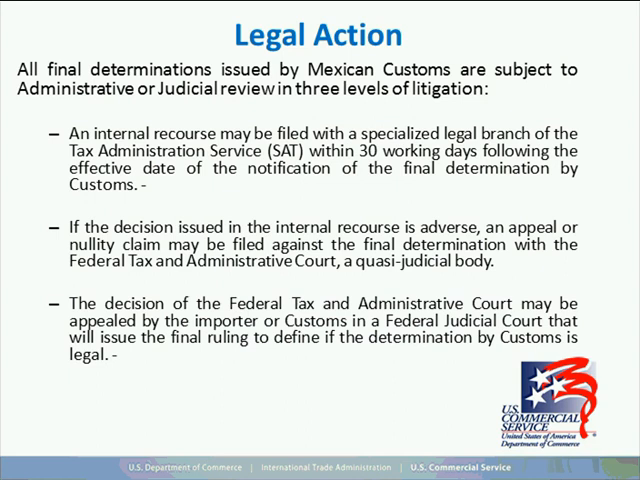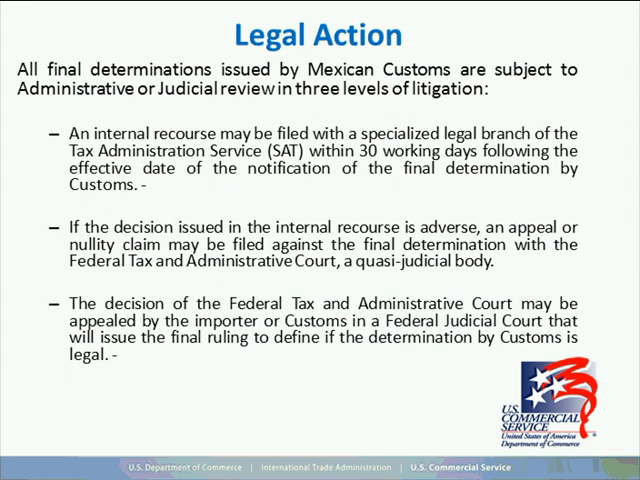A great benefit is when taxes and fines are imposed, you do not need to back with a warranty to avoid the forceful collection of these taxes during the internal recourse. So this is the first level. The next level is, if the decision issued in the internal recourse is adverse, or if you choose to go directly to this level, an appeal or nullity claim can be filed against the final determination with the Federal Tax and Administrative Court, which is a quasi-judicial body.